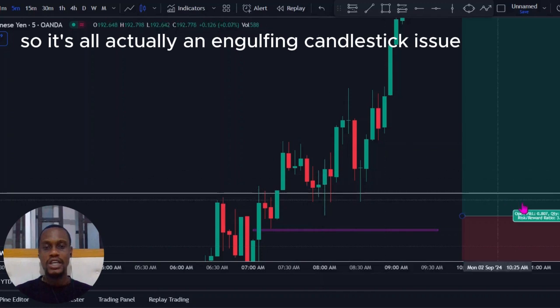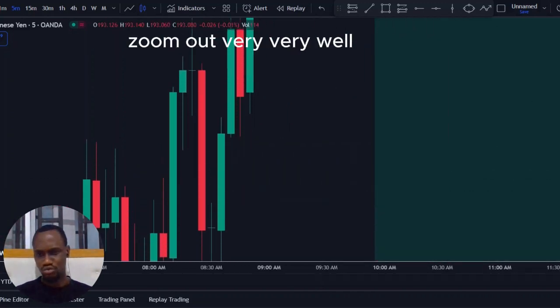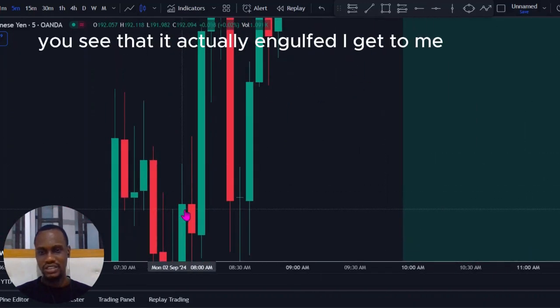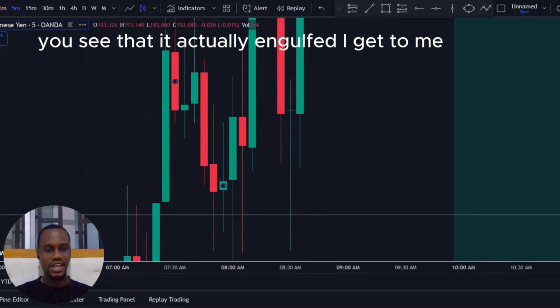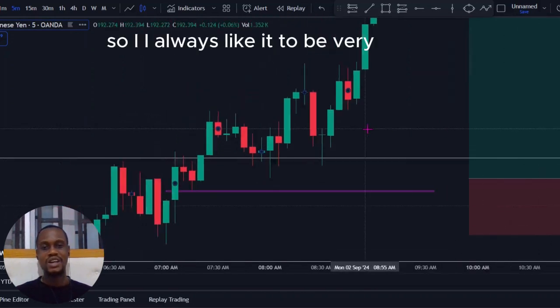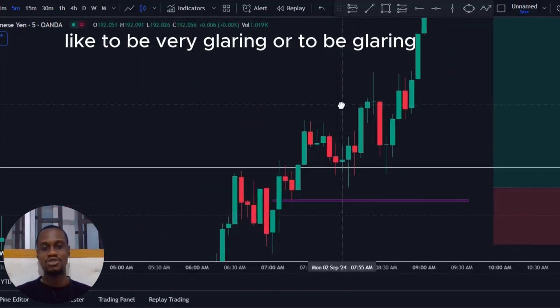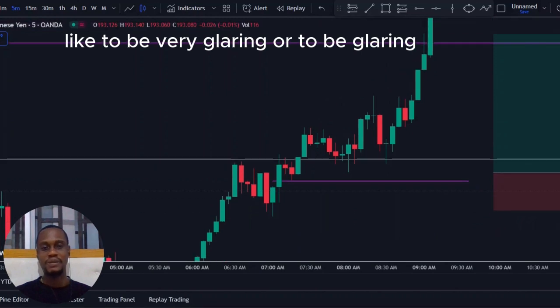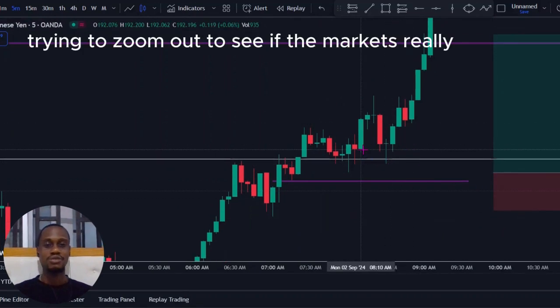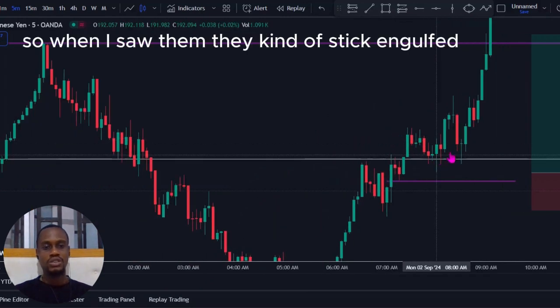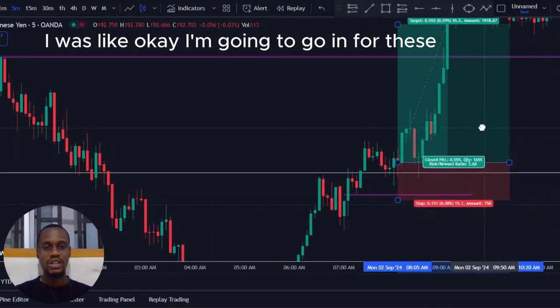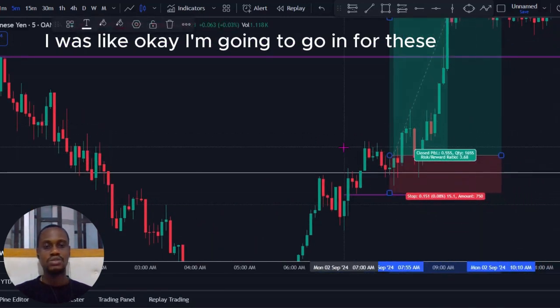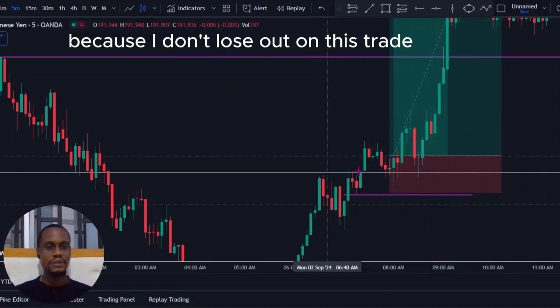So it was actually an engulfing candlestick. If you zoom out very well, you see that it actually engulfed. I always like it to be very glaring, but I still sometimes zoom out to see if the market really engulfed or not. So when I saw the candlestick engulfed, I was like, okay, I'm going to go in for this because I don't want to lose out on this trade.